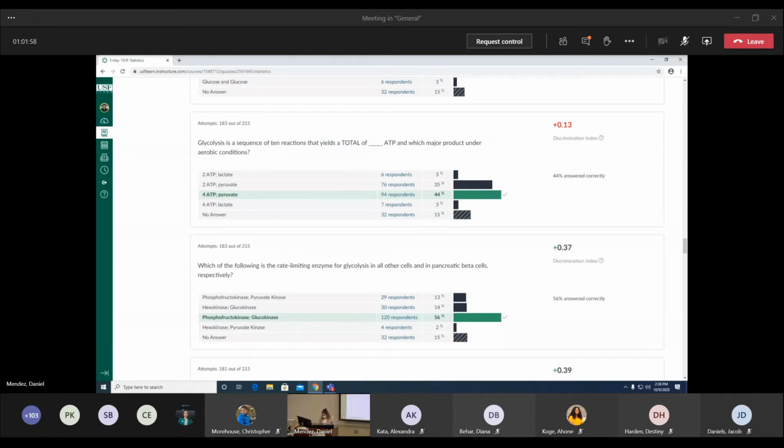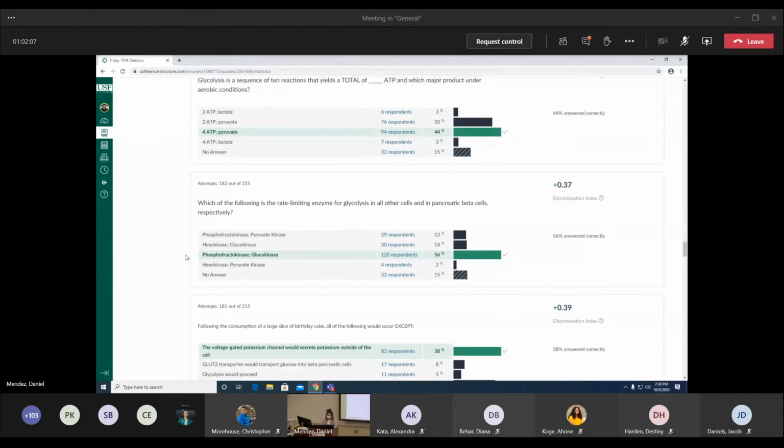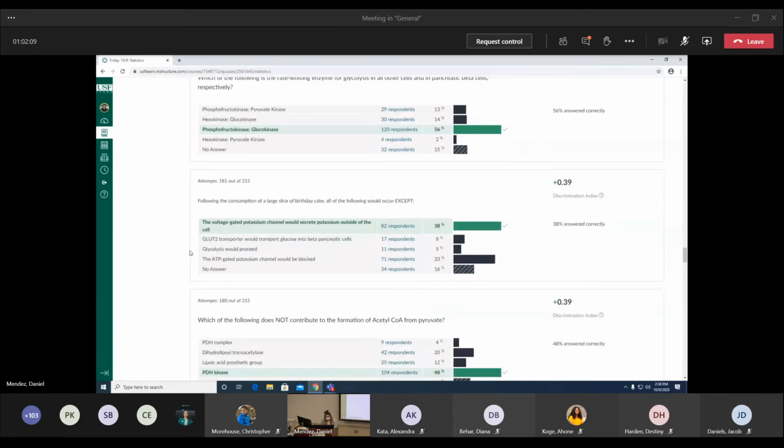And then Fernando, which one's 28? Does anyone know? Oh, okay. Thank you. There's no such thing as a voltage-gated potassium channel. There's only a voltage-gated calcium channel. We have an ATP-gated potassium channel that would be blocked. And then your voltage-gated calcium channel would be opened and you would admit calcium into the cell for that one. Any other questions?